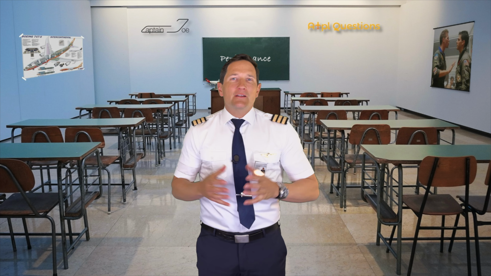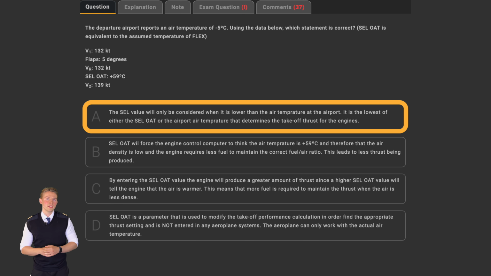We will again apply the ruling out of the incorrect answers. Off you go, Fabian. So answer A. It is supposed that the assumed temperature method, or flex takeoff, can only be used by selecting a lower assumed temperature than the actual outside air temperature at the airport.